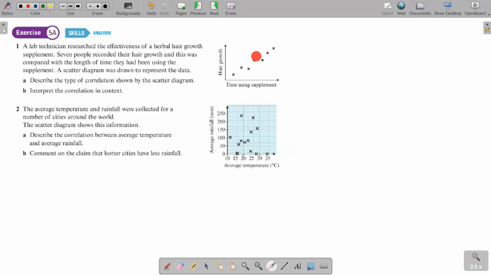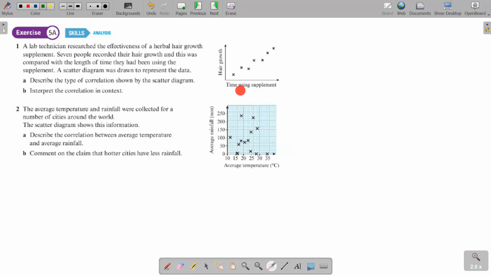So basically, one of the main things you have to say here is very clearly you can see there is a positive correlation. That's definitely a positive correlation. And then interpret the correlation in context. So what do you see here? In context means you have to explain it by using the variables they've given in the question. So you have to say the time using the supplement. So the longer the time using the supplement, the higher the growth of hair. Just say something like that.